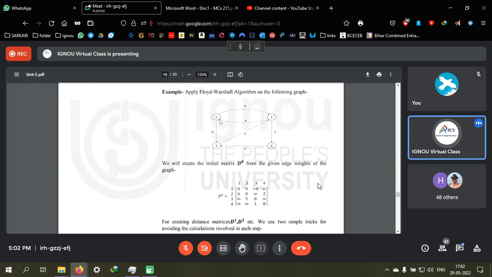2 to 1, it gives me a 6. 2 to 2, it gives me a 0. 2 to 3, I can't go directly because I can go 3 to 2, but 2 to 3, I can't go directly. I have to visit 1 and 4, then I can visit 3. So that's why here is infinity. 2 to 4, 2. Then again, 3 to 1 is not possible, infinity. 3 to 2, 5. 3 to 3, 0. 3 to 4, infinity. And similar with this.